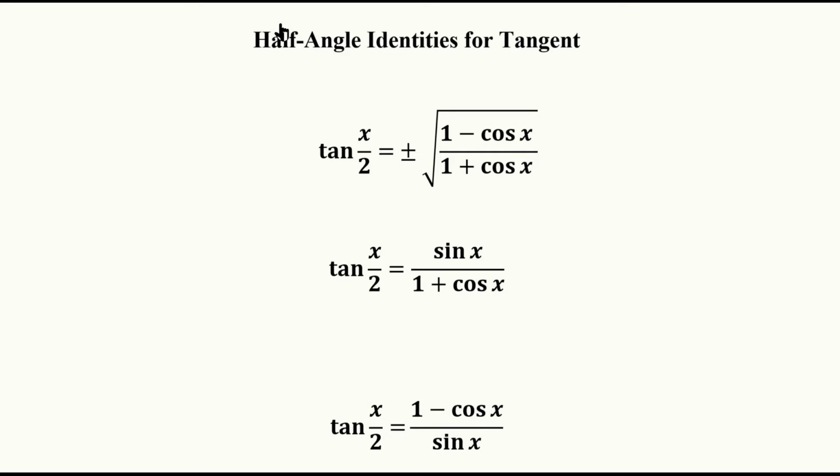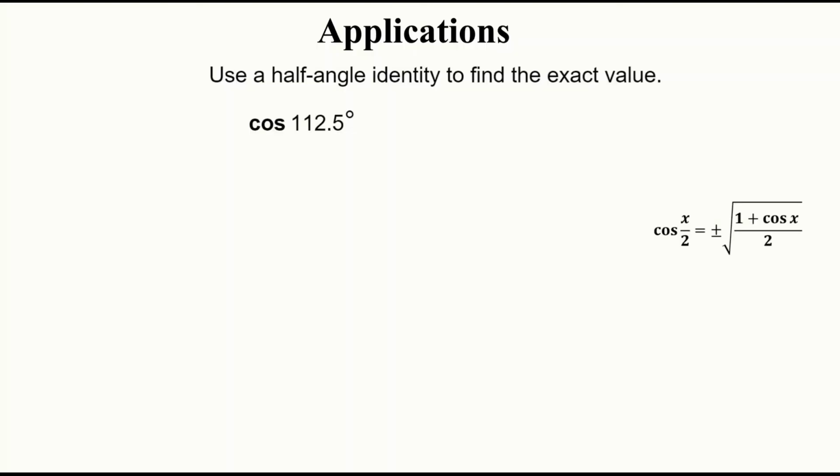Next, let's go ahead and apply some of these identities we just learned to some actual angles. For our first application, we're going to find the exact value of cosine 112.5 degrees by using the identity we found for cosine, the half-angle identity. And of course, we know that if we take 112.5 and multiply it by 2, we end up with 225 degrees, which is one of the angles from the unit circle that we should know exact values for.